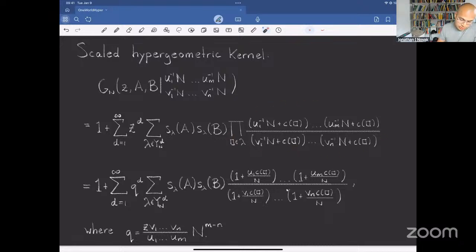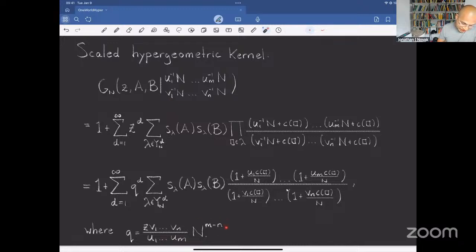And what I can do is I can just pull out each of these factors, right? Just take them out. And what I get is something which is going to stabilize as n goes to infinity, right? Each of these things is going towards one, but of course it depends how they're going to interact with each other. And I just get a bunch of, it's just a renormalization, right? I get z times v1 through vn over u1 through um.